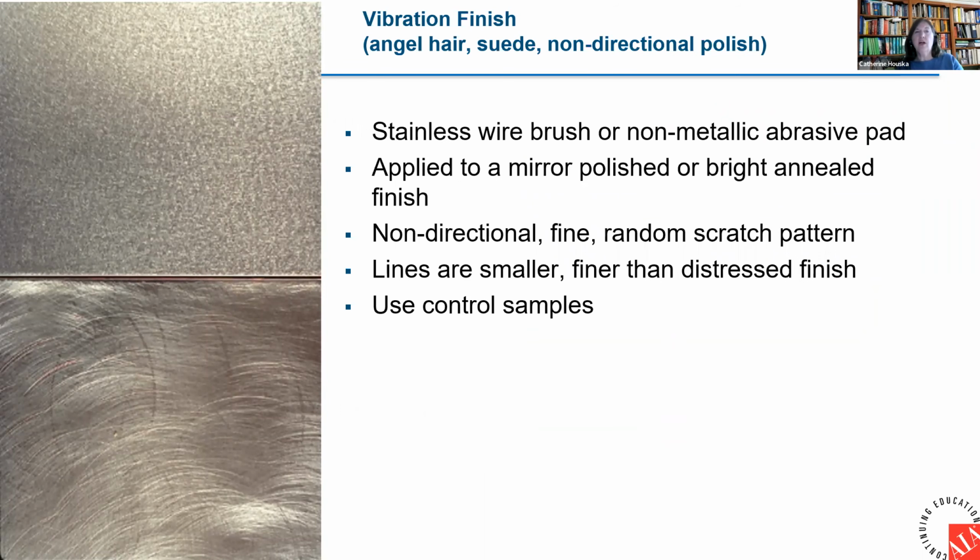The vibration finish, also sometimes sold as angel hair, suede, or called a non-directional polish, is applied most often by the same method that's used for hairline, with non-metallic abrasive pads moving in different directions, but it could also be applied with stainless steel wire brushes. It can vary substantially in appearance, as you can see from these 2 images, short versus long scratch lines, different densities of scratch lines. So it's important to document exactly what you want and describe it in your specifications, as well as having control samples.